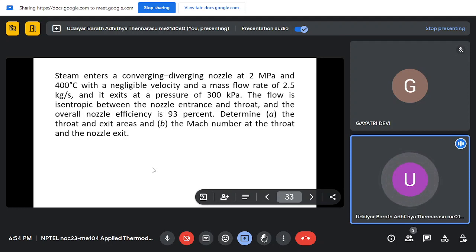The first part asks you to find the throat and exit areas, and the second is the Mach number at the throat and the nozzle exit.